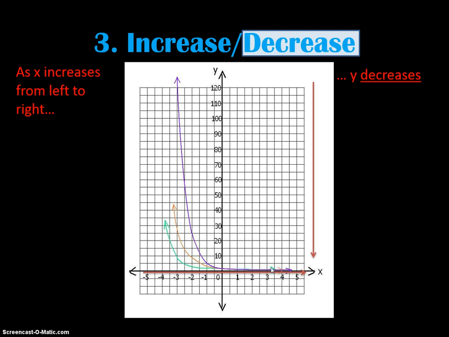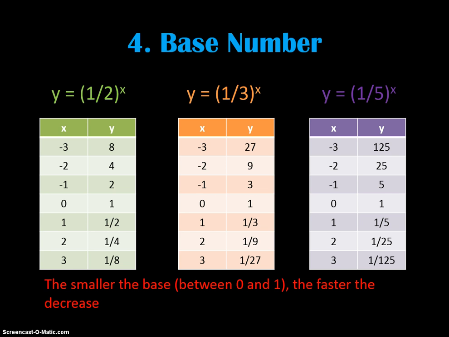Okay, now I just want you to understand that we can also apply many of the transformations that we've learned before. So if we decide to then put an a value in front of our equation as a negative, these would then flip upside down, and you would get something that looks almost like this. So the reflections still work exactly the same, your stretches and compressions work the same, and then also your translations. Another property would be the base number. So we have 0.5, about 0.3, and 0.2. So it looks like the smaller the base, the faster the decrease.